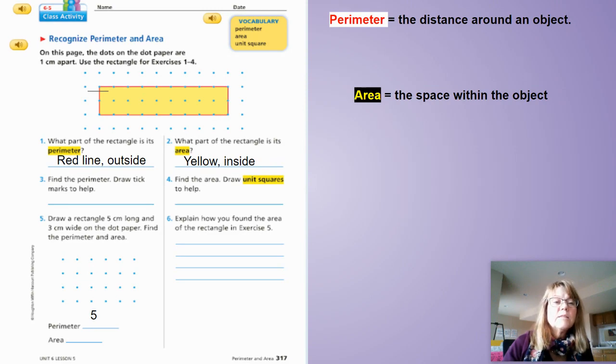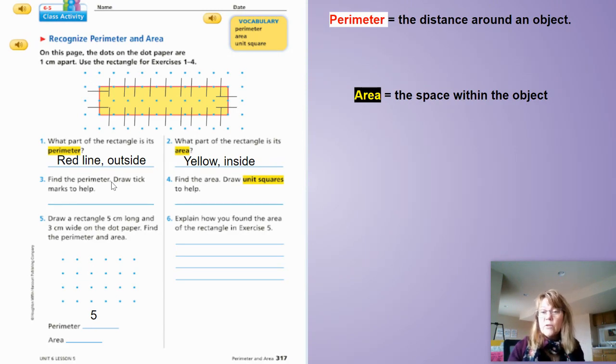Between the 2 lines is 1, 2, 3, 4, 5, 6, 7, 8, 9, 10, 11, 12, 13, 14, 15, 16, 17, 18, 19, 20, 21, 22. So there are 22 lines between 2 dots, and 1 line is 1 centimeter. So that's one way to do it.